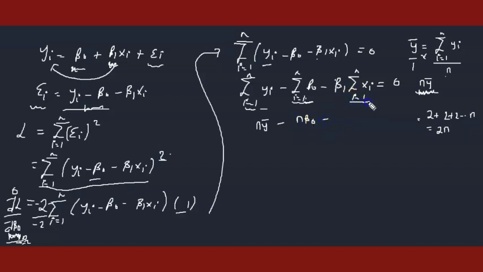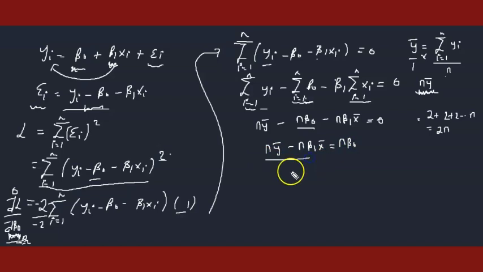So we know that this term in the variable, the summation of that, is just n beta 1 x bar, like that. Then this is equal to 0. What we want is beta naught. So we can take this term to the other side. So we will remain with summation of y_i, then minus n beta 1 x bar is equal to n beta naught, like that.